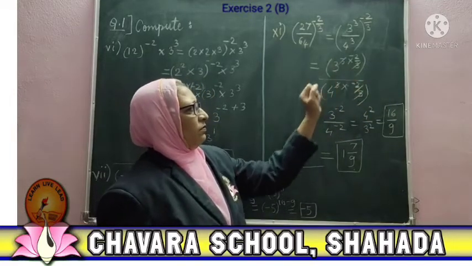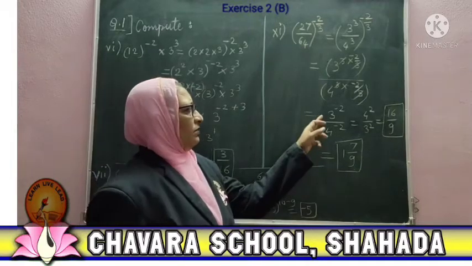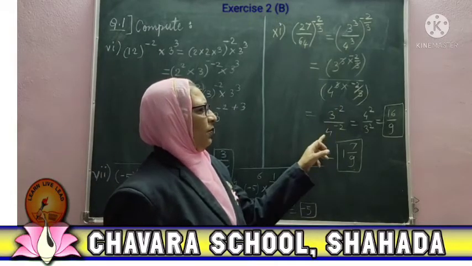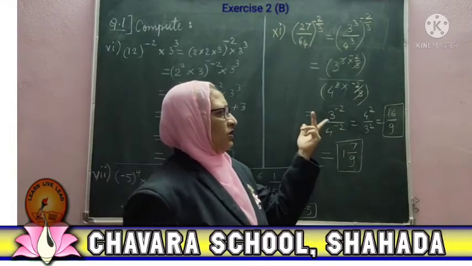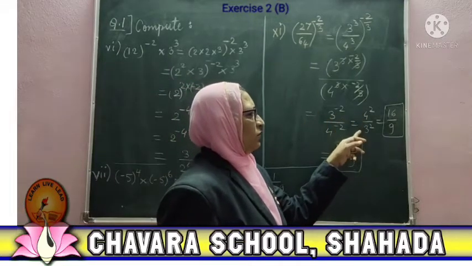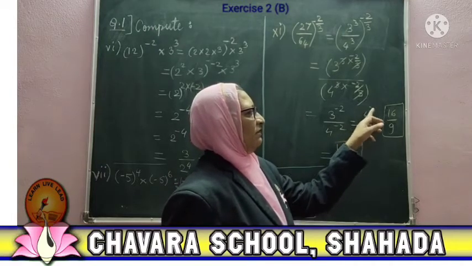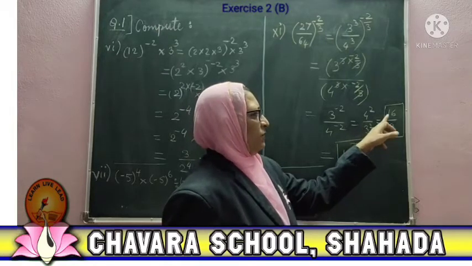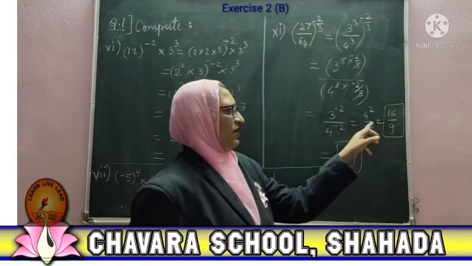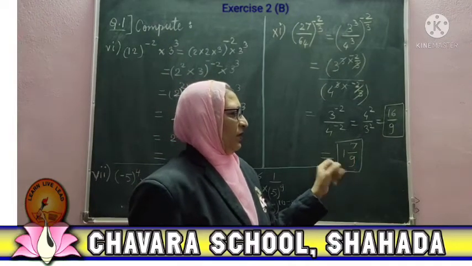Like terms, common factors will be removed. 3 to the power negative 2 upon 4 to the power negative 2. Negative powers we will convert into positive by taking the reciprocal. So 4 by 3, and the power 4 to the power 2 upon 3 to the power 2, which is equal to 16 by 9. This we can write as a mixed fraction as 1 7 upon 9.